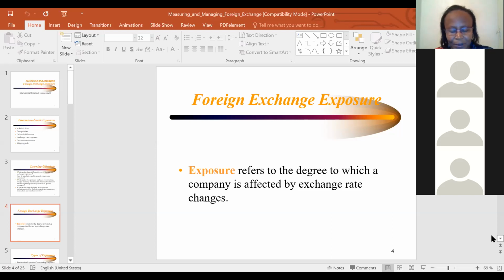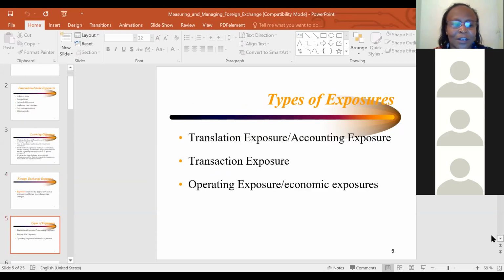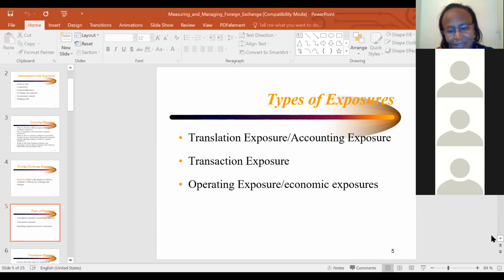Maybe you have imported raw materials from outside the country and you're expected to pay. If the Kenya shilling becomes weak and the dollar becomes strong, how much can you suffer? How much are you exposed to such a risk? That is the exposure we are talking of. So we are talking of the movement in the exchange rates.